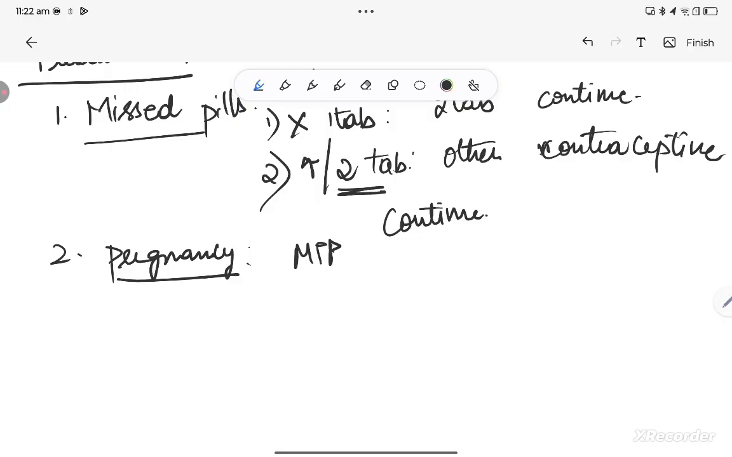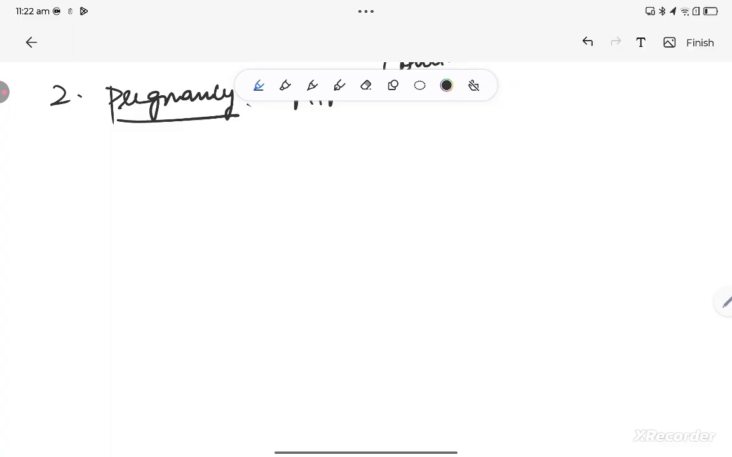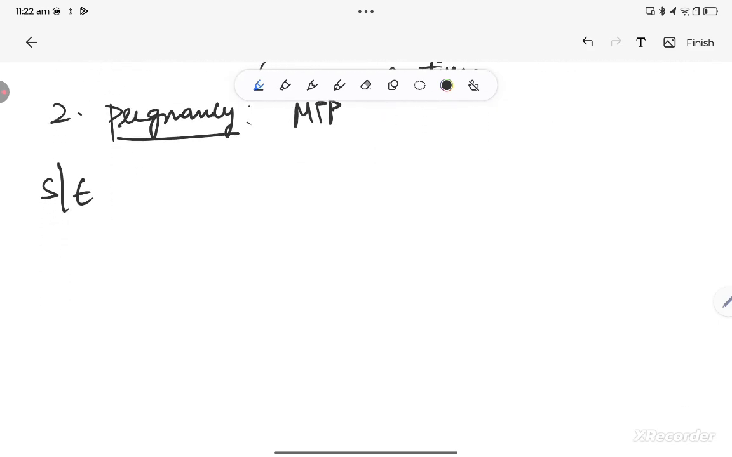Now, let us talk about side effects. Why are we more bothered about side effects is, see, I forgot one more important thing. I just told. Now, let us talk about side effects. These side effects are divided into mild, moderate and severe. We'll start with severe. These are something you have to remember.